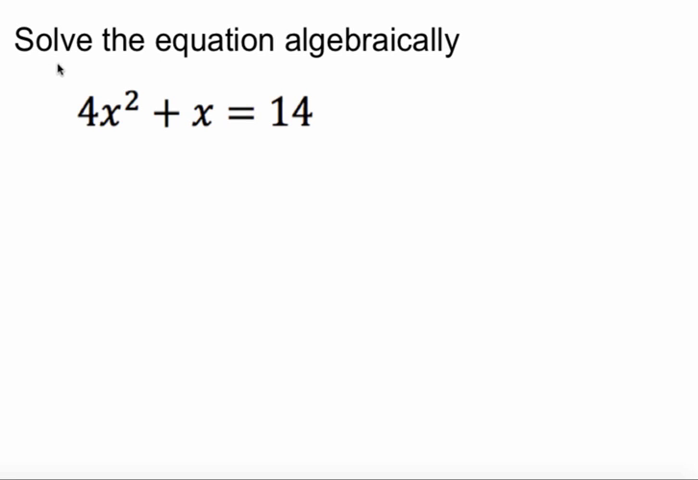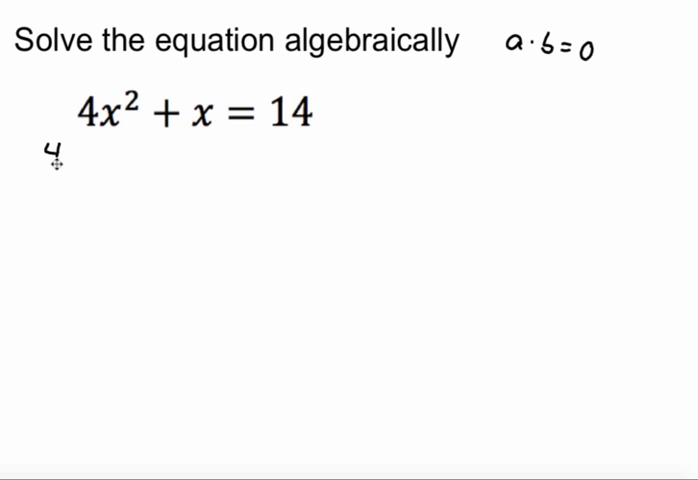For this problem, we're going to solve the equation 4x squared plus x equals 14 algebraically. All right, non-linear equation. So what should we be doing? That's right. We should be moving all terms to one side, leaving a zero, so we can use the zero product property, which says if you have a times b equals 0, it's either a is equal to 0 or b is equal to 0. And we want to take advantage of that.